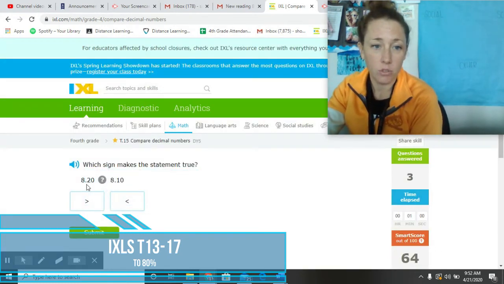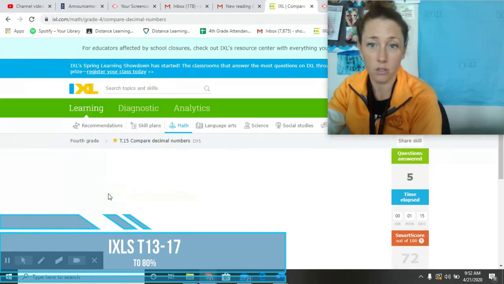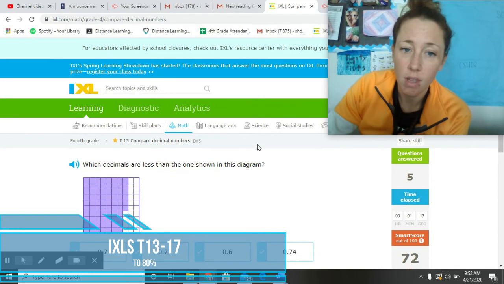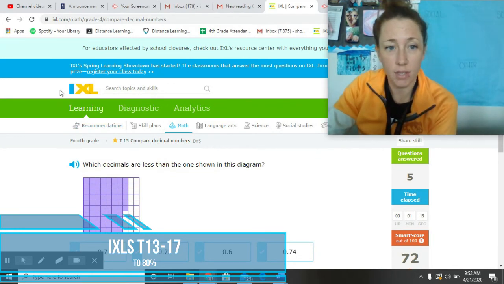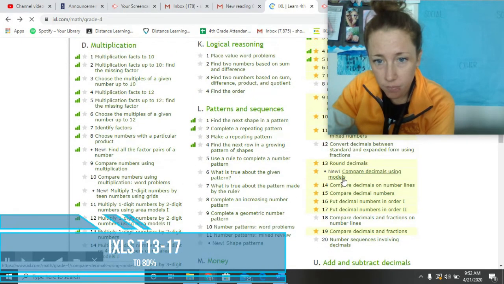Which side makes a statement true? Remember, I'm going to start: 8 and 8 are the same. 2/10, 1/10, which one's bigger? 2/10. Which side makes a statement true? Oh, this is easy enough. I can look at the whole numbers. Is 6 bigger or 7 bigger? Well, 7's bigger. So that's what you're doing for those. And then the last one, I think, which we'll work on today is T16.